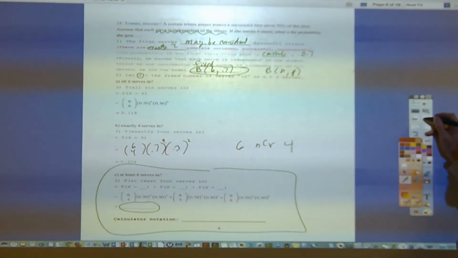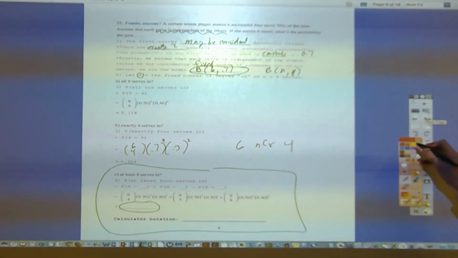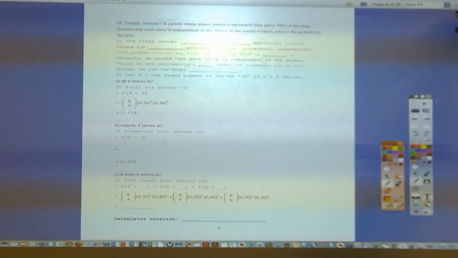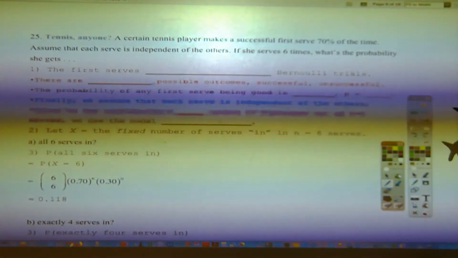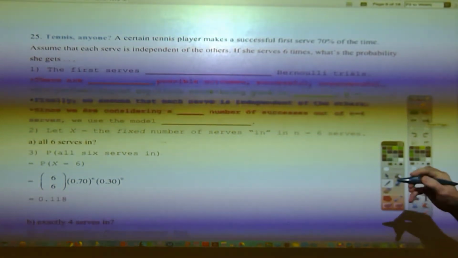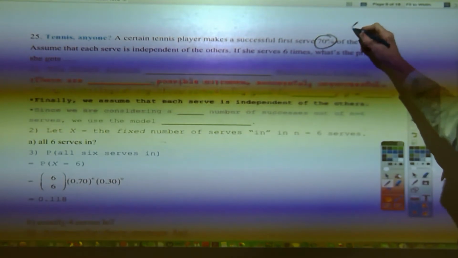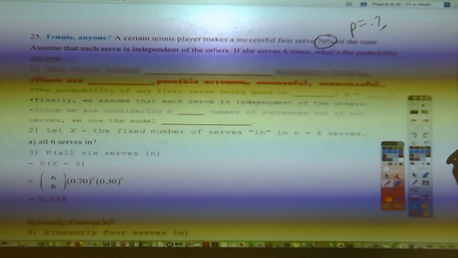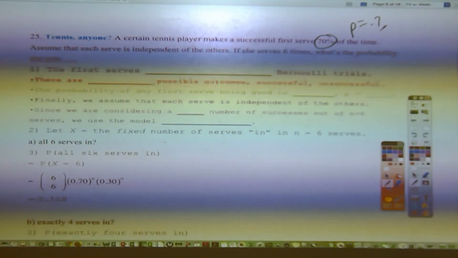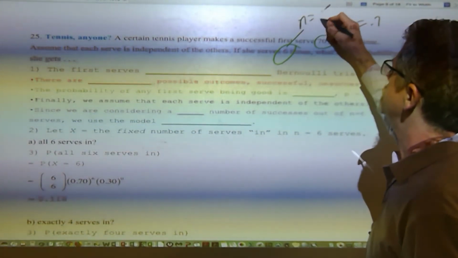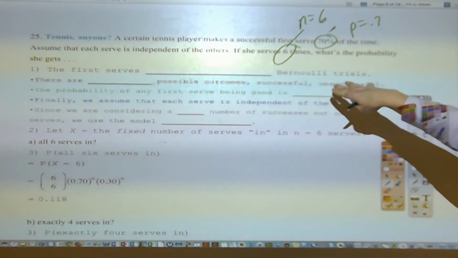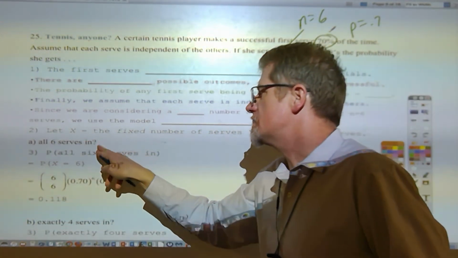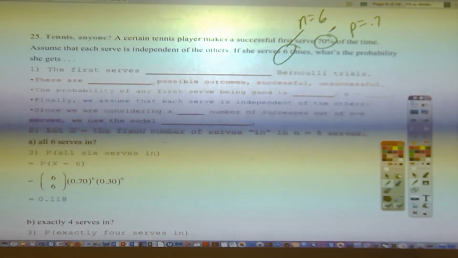And the problem I want you to look at on there is tennis anyone, which is problem 25. So flip forward to problem 25, tennis anyone. A certain tennis player makes a successful first serve 70% of the time. Looks like they're talking p is 0.7. Assume that each serve is independent of the other. If she serves 6 times, so n is equal to 6, what's the probability that all 6 of the first serves are in? What's the probability of getting all 6 serves in?